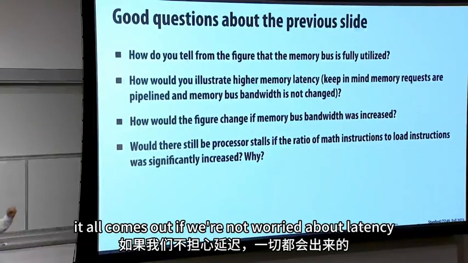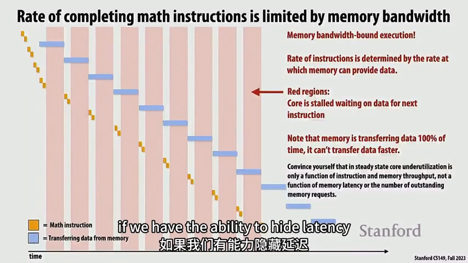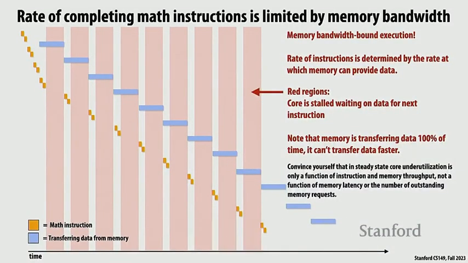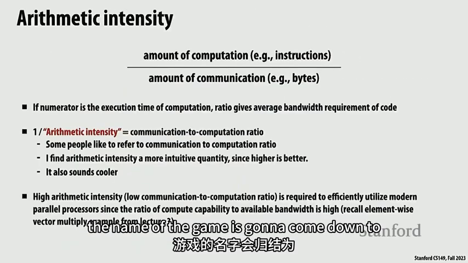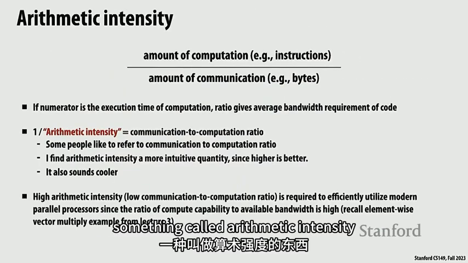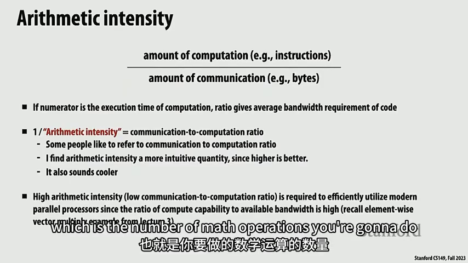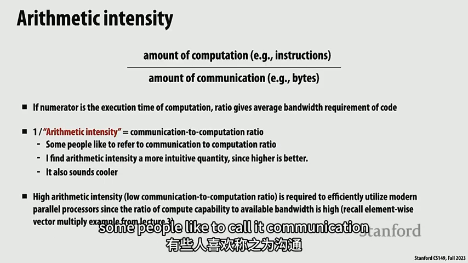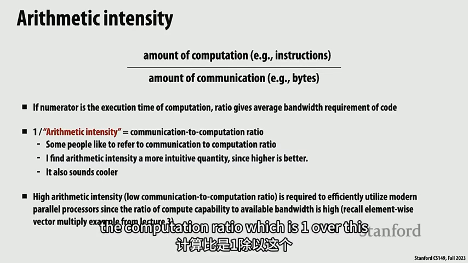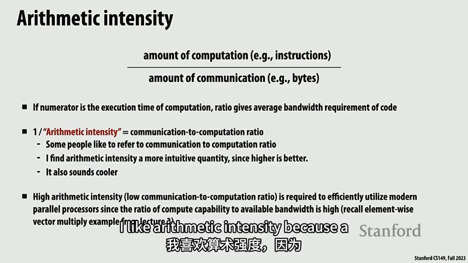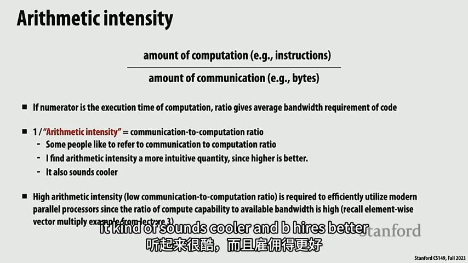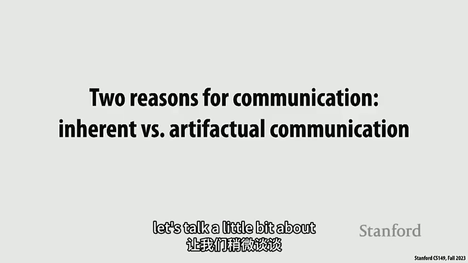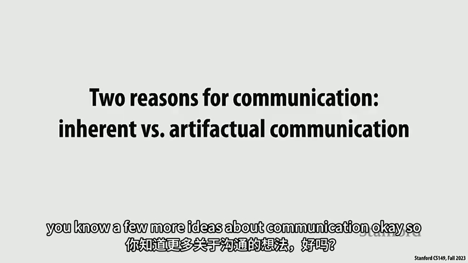And at the end of the day, if we're not worried about latency, if we have the ability to hide latency, whether it be multi-threading, prefetching data, or whatever, the name of the game is going to come down to something called arithmetic intensity, which is the number of math operations you're going to do per unit data that you read. Some people like to call it communication to computation ratio, which is 1 over this. I like arithmetic intensity because A, it kind of sounds cooler, and B, higher is better, which is intuitive for me. Okay, so let's talk a little bit about a few more ideas about communication.